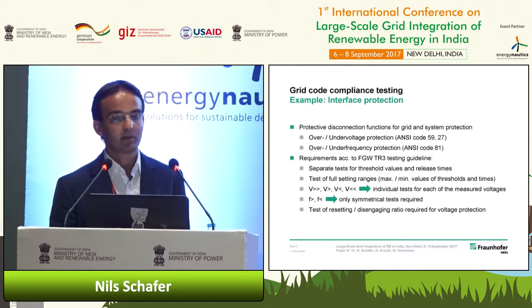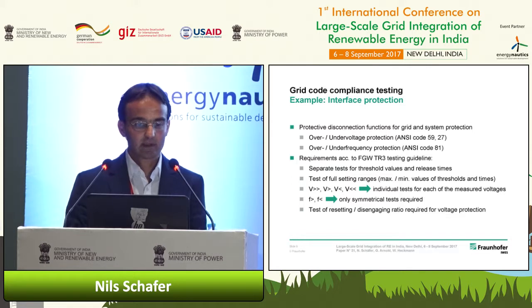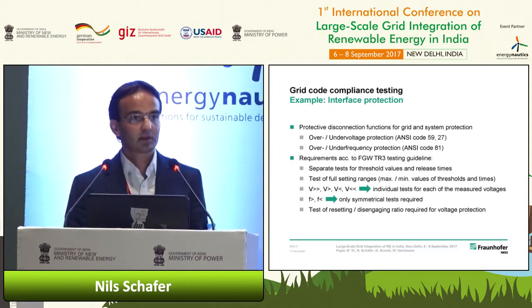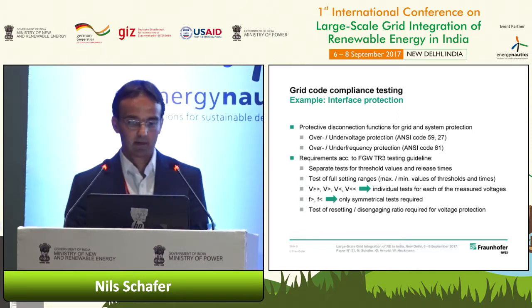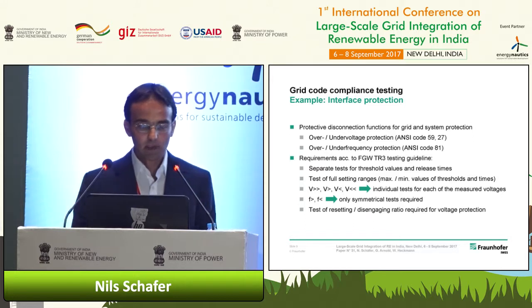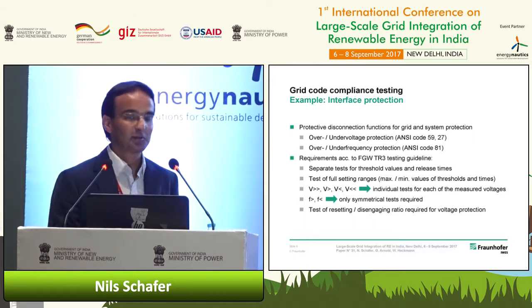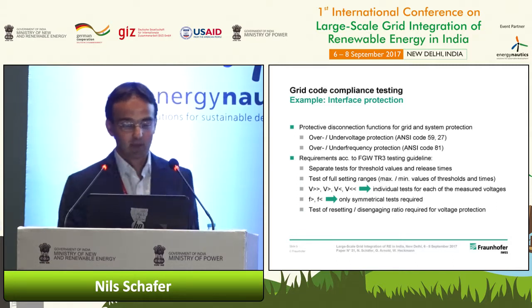So the maximum, minimum values of the threshold and the times which can be set into the protection relay have to be tested. And the tests have to be done for over-under voltage separately for each measured voltage. This can be phase-to-phase voltages or phase-to-neutral voltages, depending on the type of the equipment. And for frequency, only symmetrical tests have to be done. Frequency normally does not vary from phase to phase.